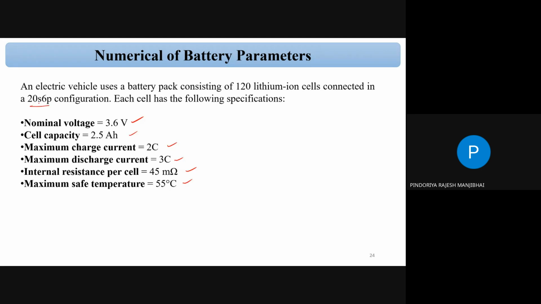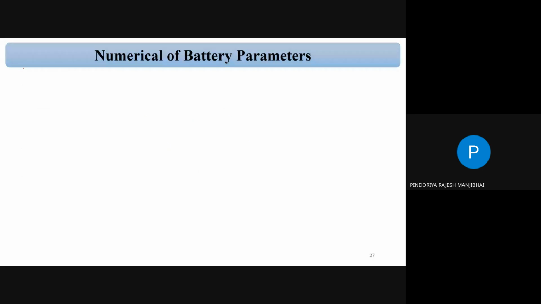So 20S indicates series and P indicates parallel. So we can say series cells 20 and parallel cells 6. So don't confuse in the exam, as well as maybe in the nameplate. Sometimes on the nameplate they mention the series and parallel cells, and sometimes they mention 20S and 6P, this type of combination. Correct? So don't confuse during your exam in the nameplate.